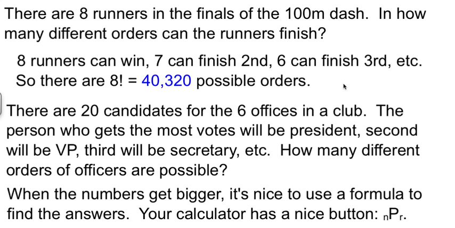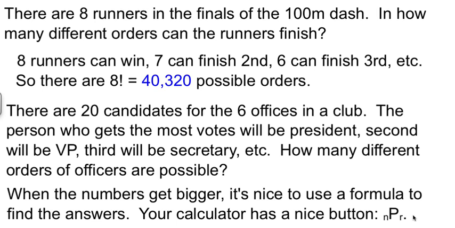Now let's look at this situation. We have 20 candidates up for 6 offices in a club. And everybody's going to vote for 6. Whoever gets the most votes will be the president. Second most votes will be the vice president, and so on down the line. How many different orders are possible? Well, this is going to get really big really fast. So it's nice to have a calculator button to do the job. And your calculator most likely has a button, maybe hidden in a menu.